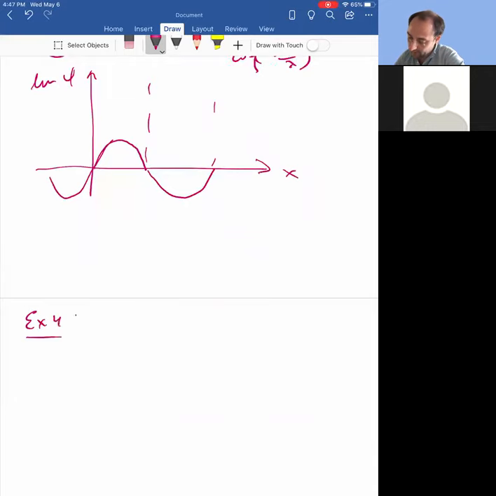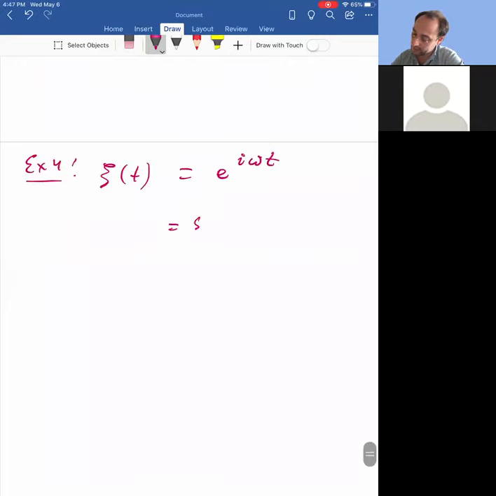Example 4, what if it's a function of time? Phi is a bad letter because I'm using that already, so let's say xi of t equals e to the i omega t, equals cosine of omega t plus i sine of omega t.